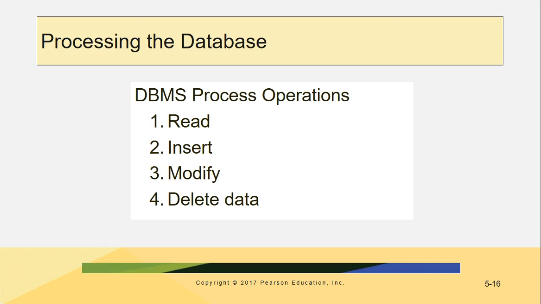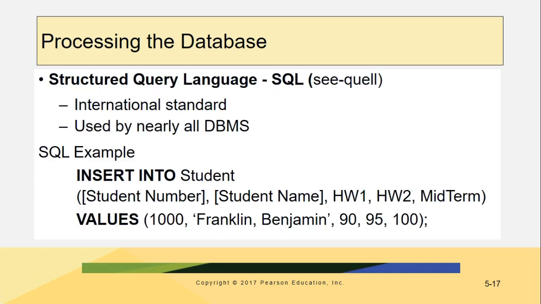So these are the four process operations that the database management system allows me to do against the database. Read it, insert records or columns or attributes, modify data, and delete data. The way we do that is through a language, which we saw a little bit when we looked at Access, called SQL. SQL, very important. We say it's SQL or SQL. It is called Structured Query Language.